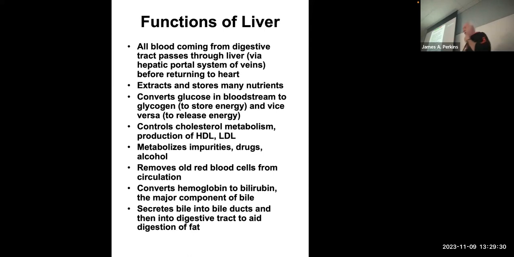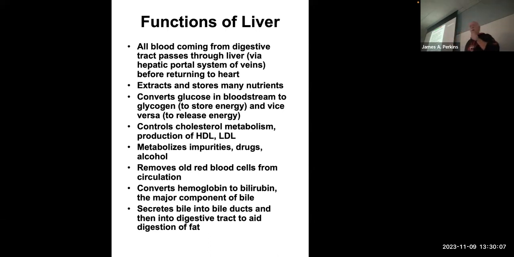So part of the job of the liver is to extract some of those nutrients, to absorb some of those nutrients coming back from the digestive organs and store them for later. So for example, we talked about this a little bit when we talked about the autonomic nervous system. Glucose that's in the bloodstream that's been absorbed from your digested food is absorbed by the cells of the liver and converted into a molecule called glycogen for storage.